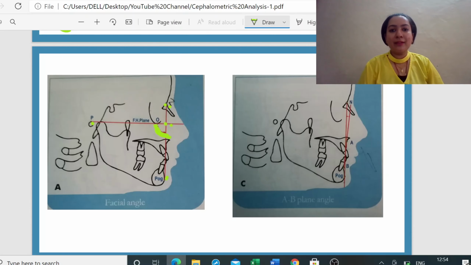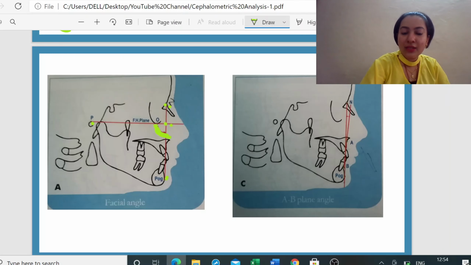Okay, so whenever you get a lateral cephalogram and you start tracing it, what you will do is identify the landmarks. Once you have identified the landmarks, that is your Nasion, Pogonion, orbitale, porion, you join these points and make the angle. What you get is a facial angle. So if my facial angle increases, what does it mean? It means my mandible is ahead. If my mandible is ahead, it means it is a case of class 3.